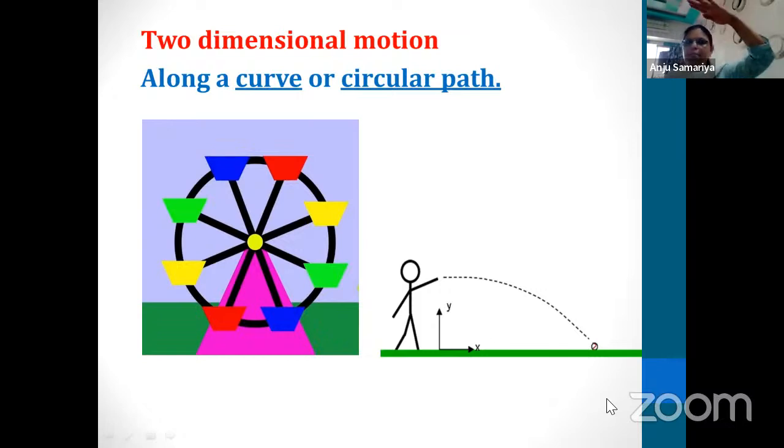Both are changing. So that is two-dimensional motion. But at a certain point, when it stabilizes at a height and it is going straight forward, then it turns into a one-dimensional. Are you getting the point? Two-dimensional and one-dimensional? Yes. Okay. So a curve or a circular path, so it is a two-dimensional motion.